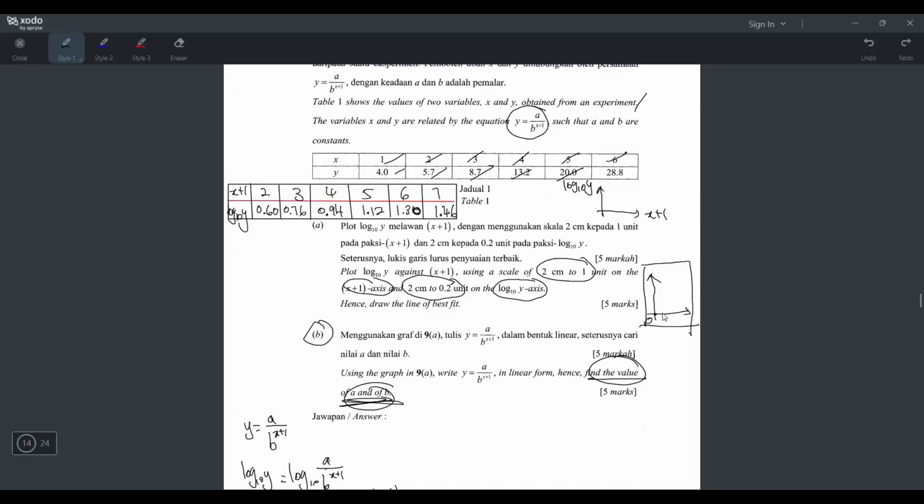And what you have to write here, the scale: they say for the x plus 1 axis is 2 cm to 1. So it'll be 1, 2, 3, 4, 5 until the highest value 7. And then for the log y axis, paling besar dia pergi sampai 1.46. And they say they use 2 cm to 0.2 on this. So you go 0.2, 0.4 until 1.6. The one before will be 1.4, right? So they want 1.46, so you can buat sampai 1.6.